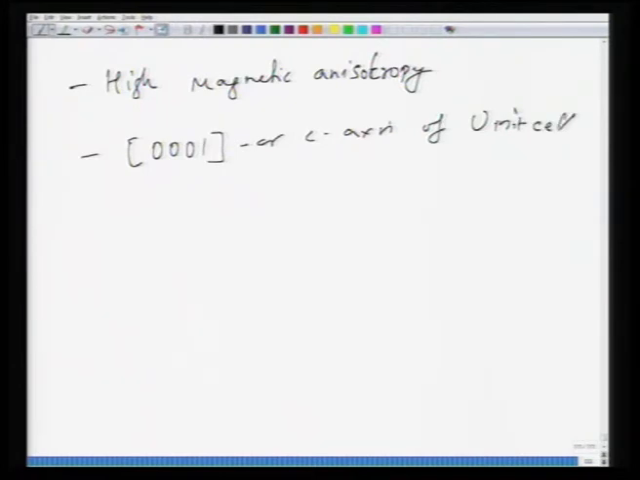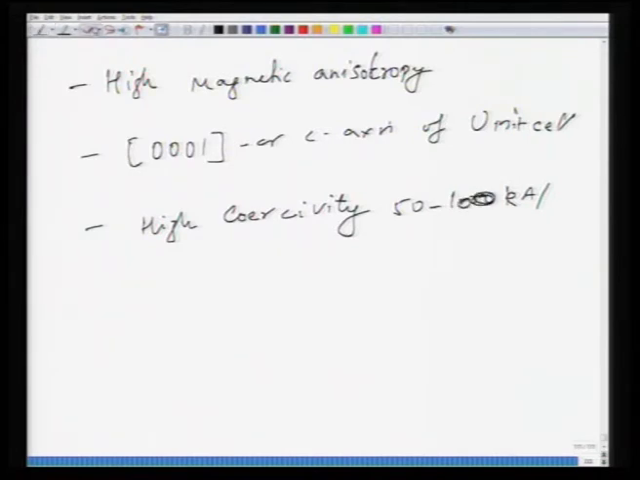So, the C axis is the easy magnetization direction of this material. As a result, since it has very large magnetic anisotropy, it happens to have high coercivity, and this coercivity can be anywhere between 50 to 100 kilo ampere per meter, and this depends upon microstructure and composition, etc. So, as a result, this material is characterized as a hard ferrite.